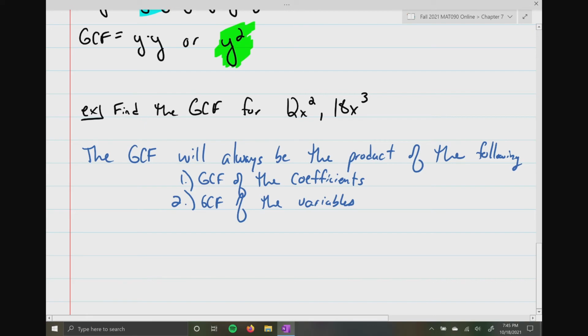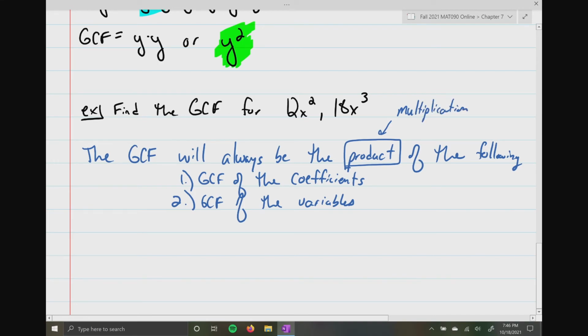Remember, mathematicians, at least the ones I've encountered, we hate writing things. We hate writing letters and stuff like that. Now, I know it's counterintuitive because variables. What I'm saying is sentences, stuff like that, I don't like writing them. In other words, I write precisely what I mean. And what I mean for the GCF will always be the product. It's always going to be the multiplication of the following.